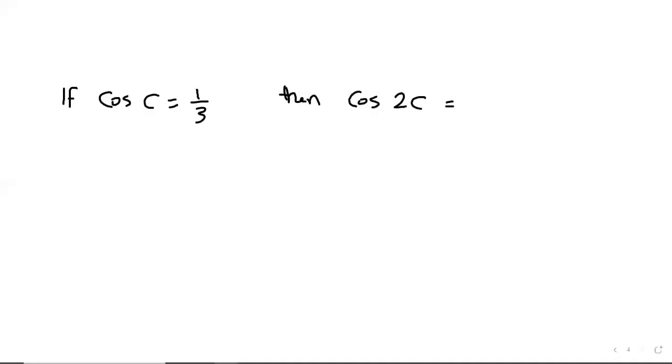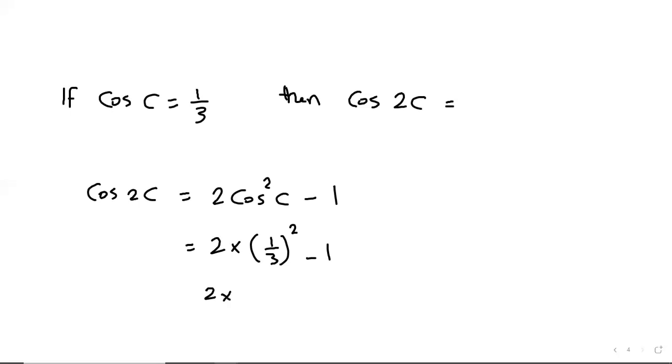If cosine C equals 1/3, then cosine 2C equals what? You know, cosine 2C is equal to 2 cosine squared C minus 1. So we can put instead of cosine C, 1 over 3, squared, minus 1. So it's 2 times 1 over 9 minus 1. 2 times 1 over 9, 2 over 9 minus 1 is equal to negative 7 over 9. That's it.